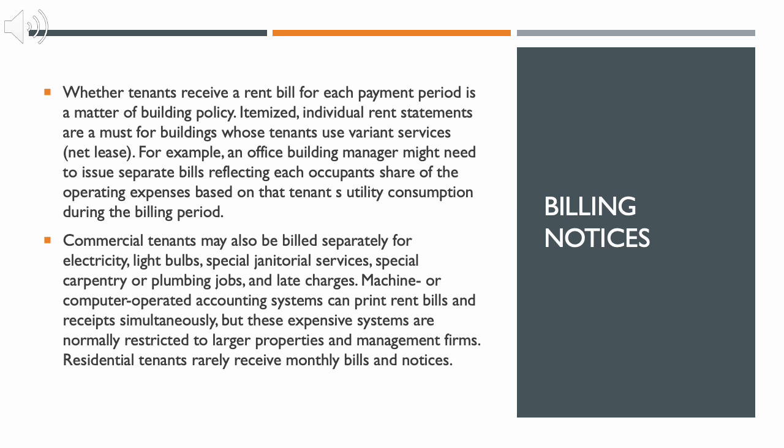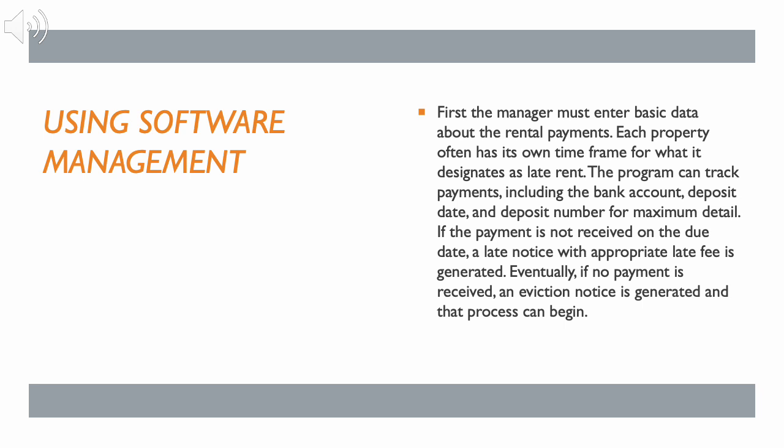Machine or computer-operated accounting systems can print rent bills and receipts simultaneously, but these expensive systems are normally restricted to larger properties and management firms. Residential tenants rarely receive monthly bills and notices. Using software management, first, the manager must enter basic data about the rental payments.